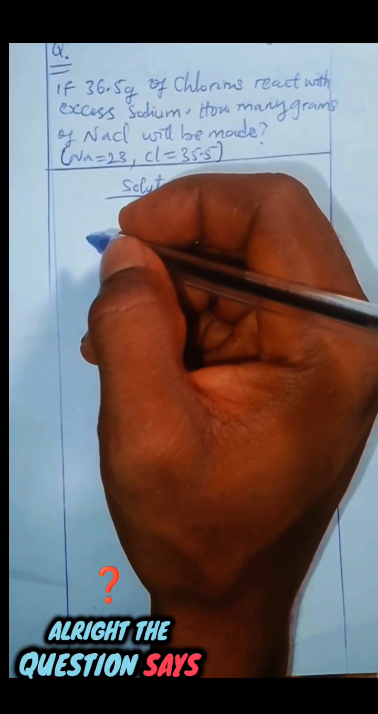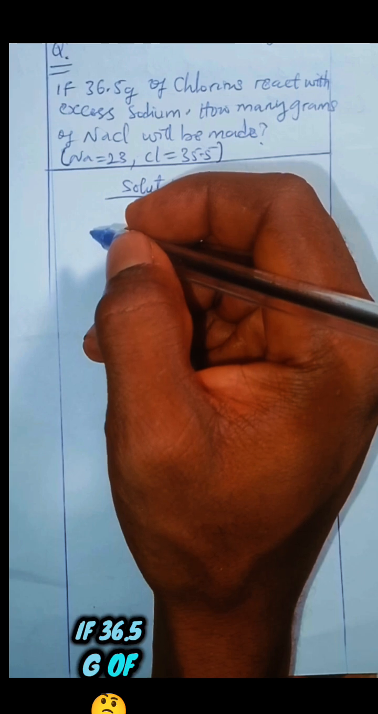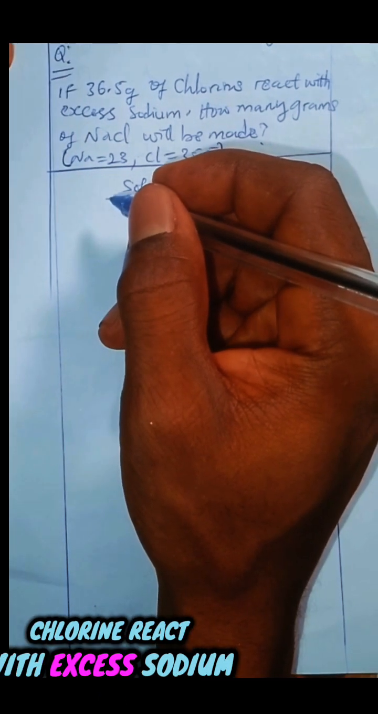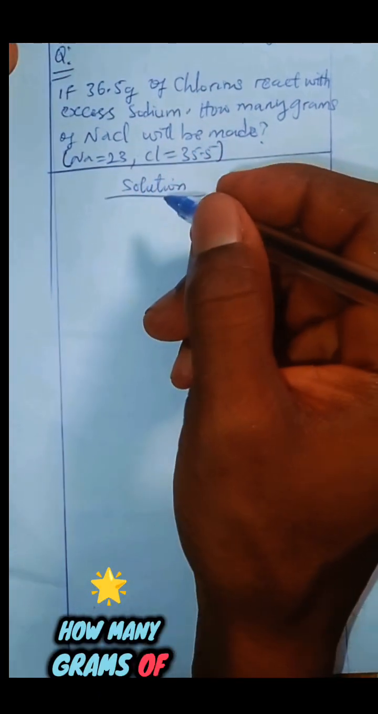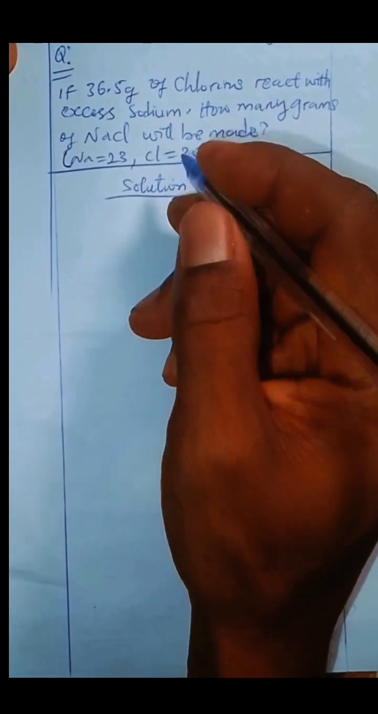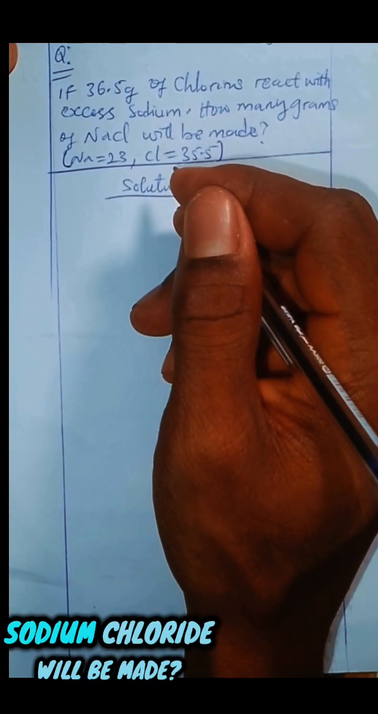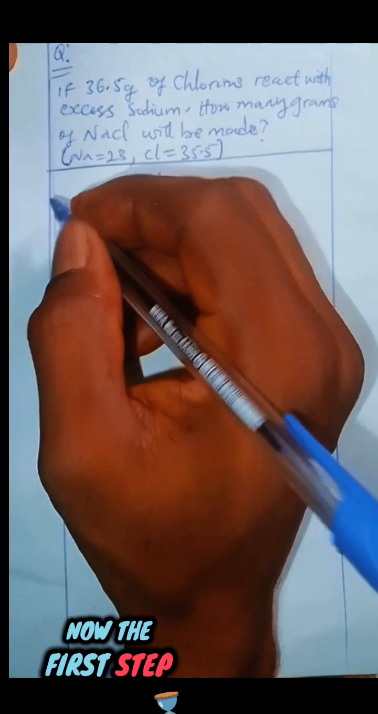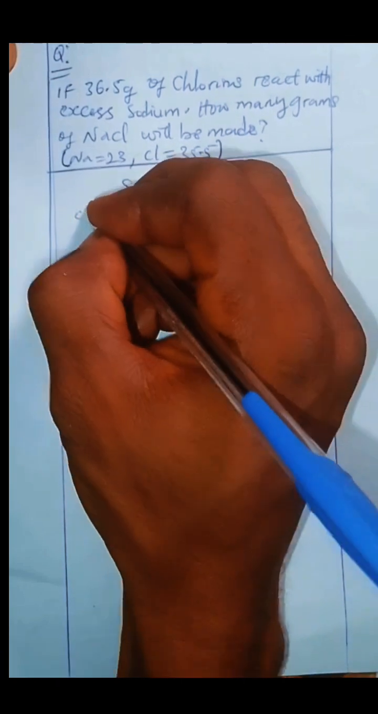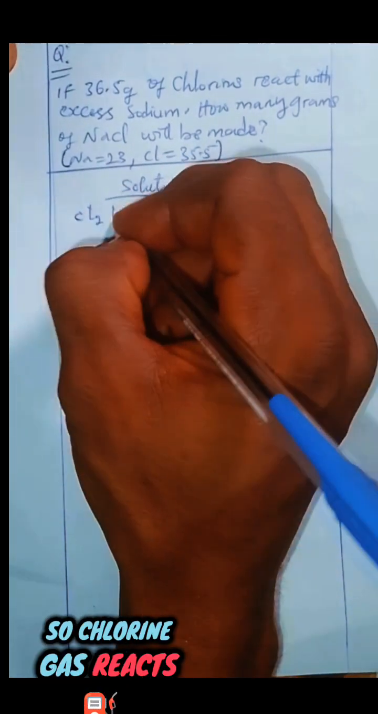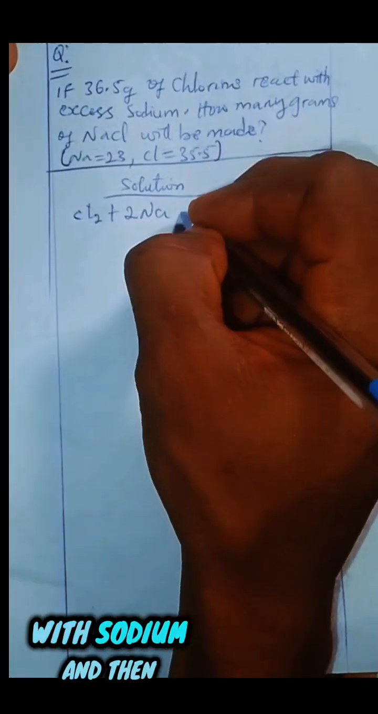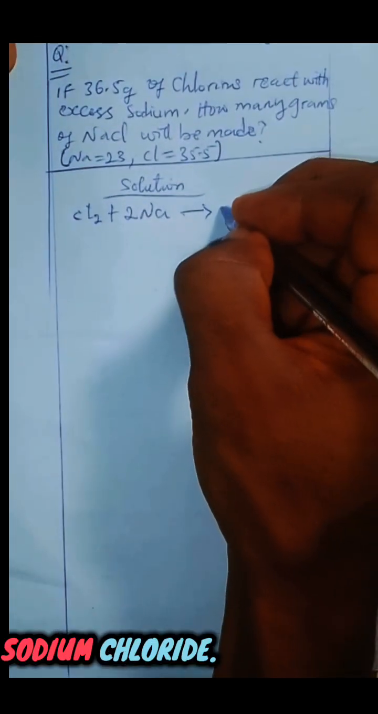Alright, the question says, if 36.5 grams of chlorine react with excess sodium, how many grams of sodium chloride will be made? If 36.5 grams of chlorine reacts with excess sodium, how many grams of sodium chloride will be made? Now, the first step is for you to write a balanced chemical equation. So, chlorine gas reacts with sodium, and then it will give you sodium chloride.